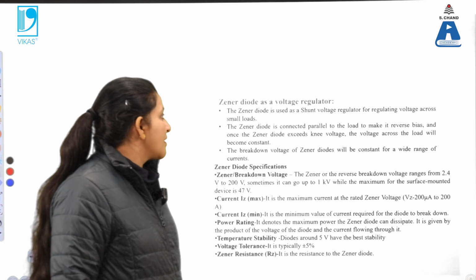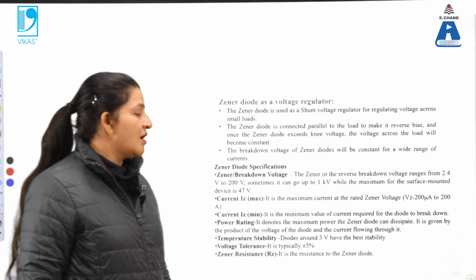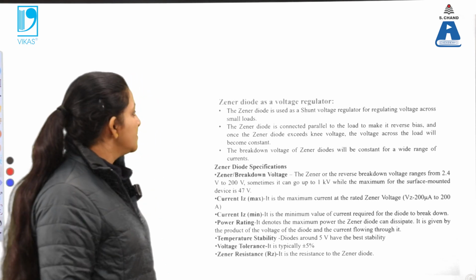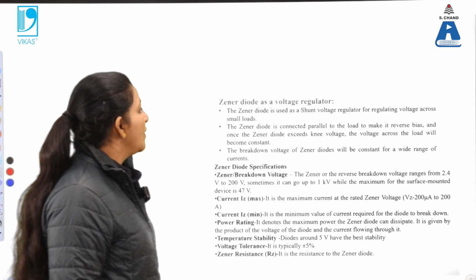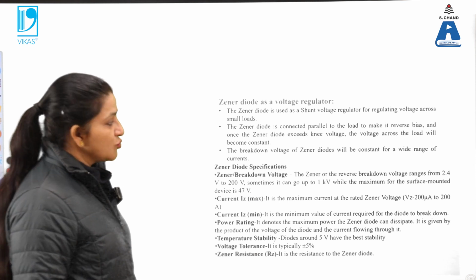Next, now these are some applications of the Zener diode. The Zener diode can be used as a voltage regulator. So what does it mean? That means the Zener diode can be used as a shunt voltage regulator for regulating voltage across small loads. So now what does it mean?